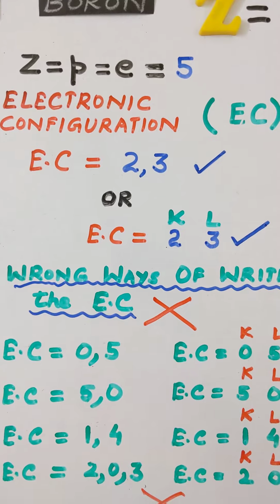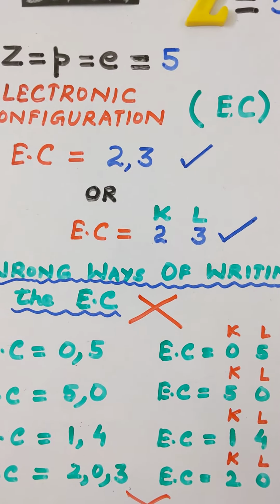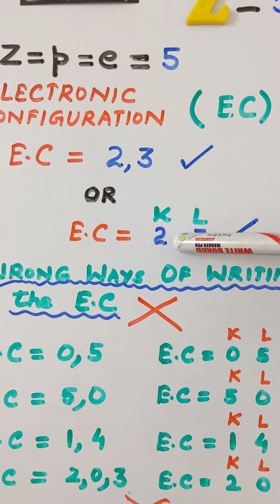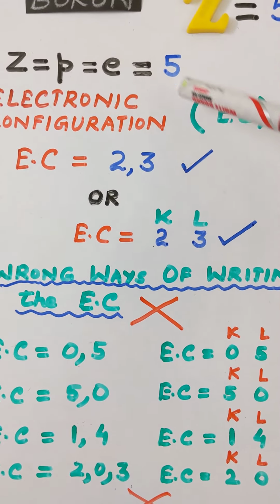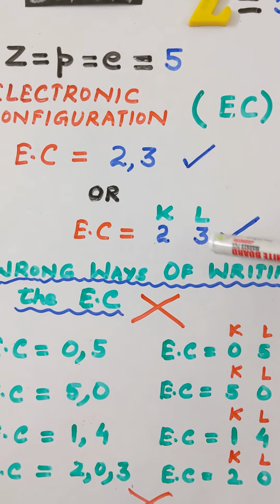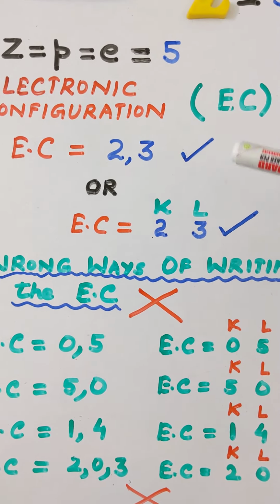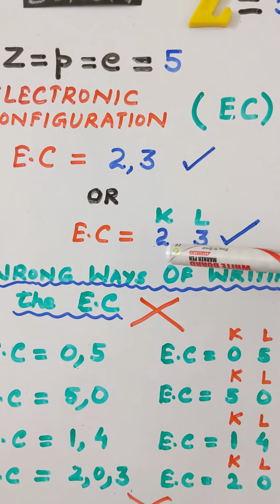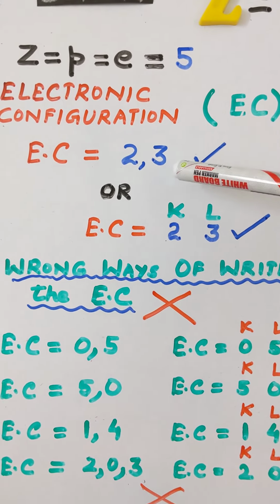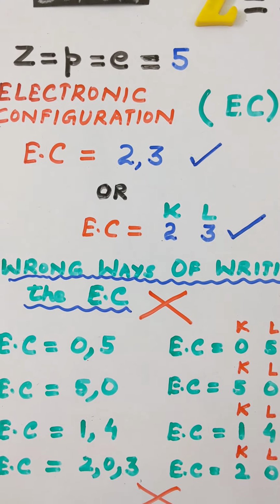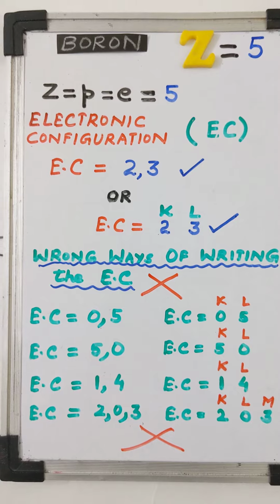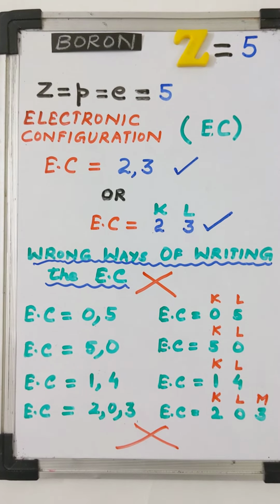Now, keeping in mind the different rules for writing the electronic configuration, we know that the K shell can have a maximum of 2 electrons. And boron has a total of 5 electrons, so the remaining 3 electrons will now move on to the L shell once the K shell is filled. Therefore, it has a configuration of 2 electrons in the K shell and 3 electrons in the L shell. That means having an electronic configuration of 2, 3.